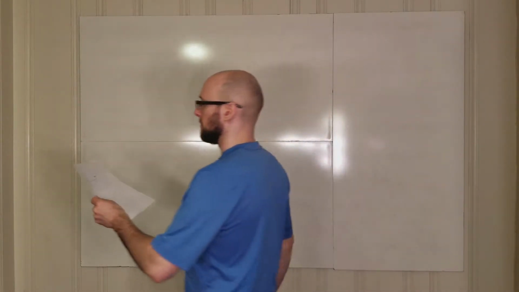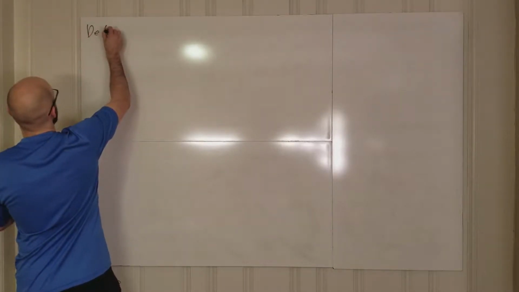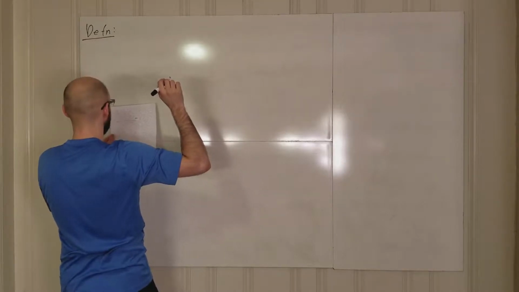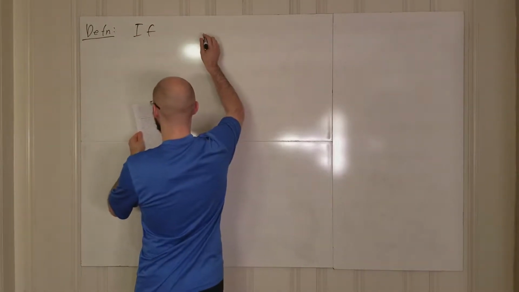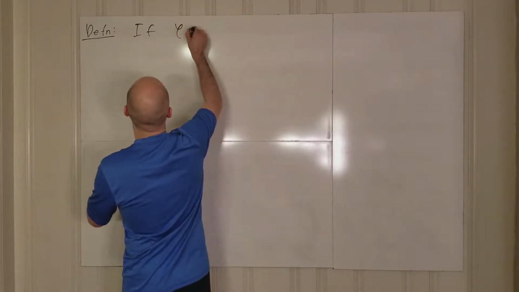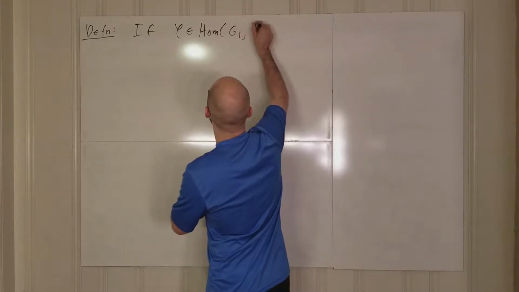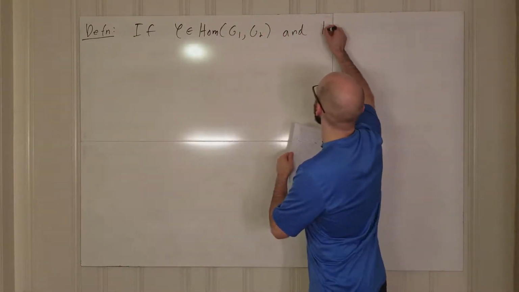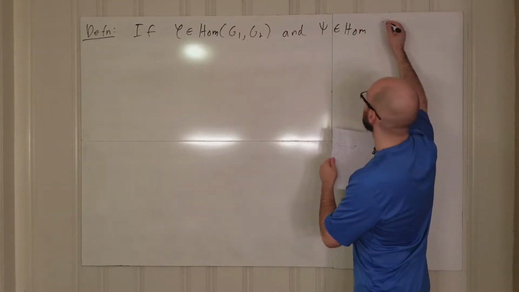All right, let's talk about short exact sequences. So, definition. If we have two group homomorphisms, phi will be a homomorphism from G1 to G2, and psi will be a homomorphism but from G2 to G3.